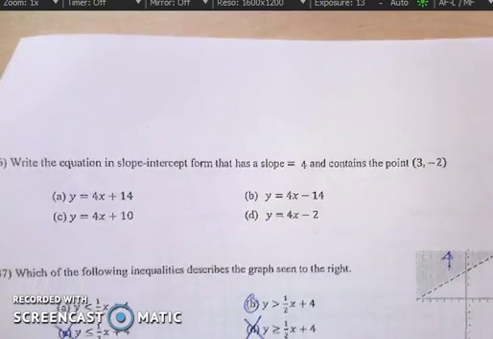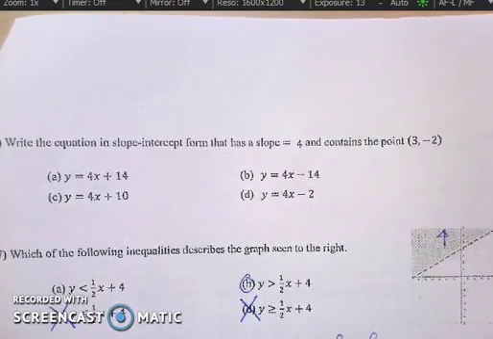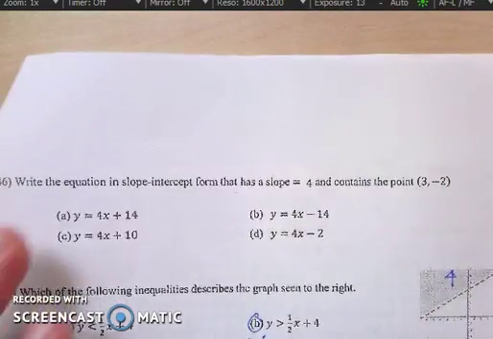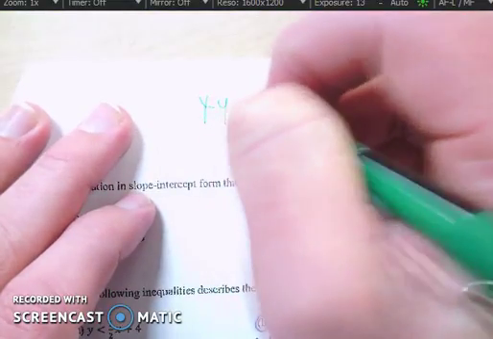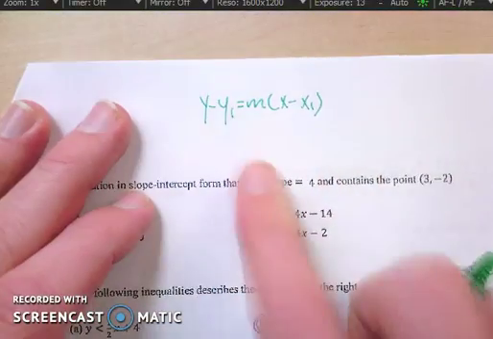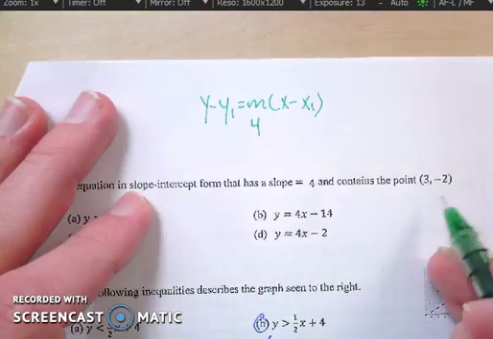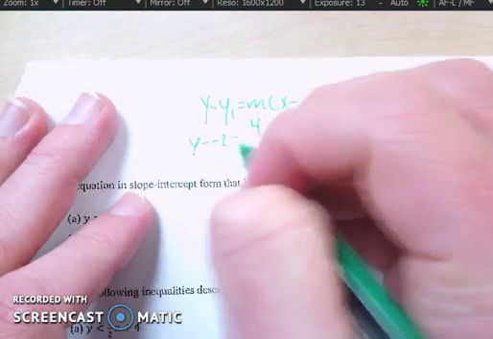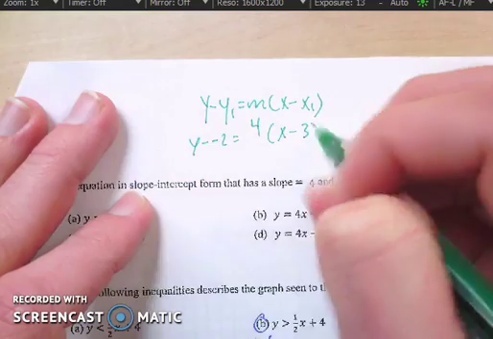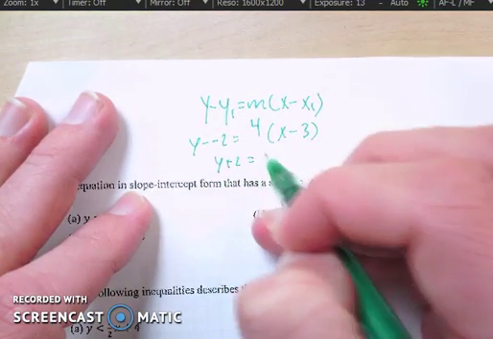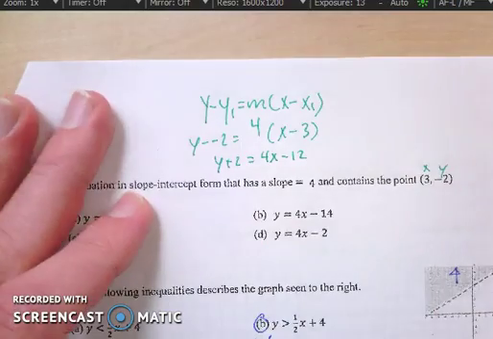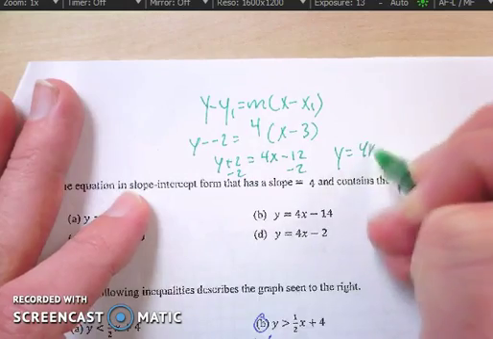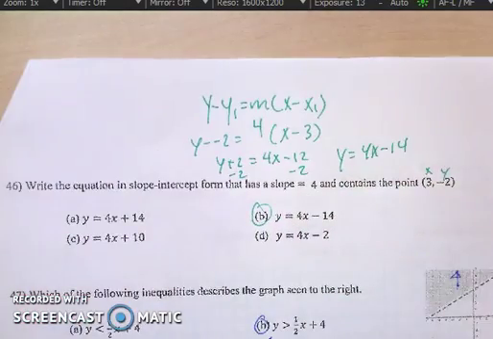Alright, 46. We write the equation in slope-intercept form that has a slope of 4 and contains the point 3, negative 2. We want to use point-slope form for this problem. So we're going to throw in the slope of 4. We get x and y of 3 and negative 2. So I'm going to go y minus a negative 2 equals 4 times x minus 3. This is going to become y plus 2 equals 4x minus 12 when I distribute. Subtract the 2, and I'm going to get y equals 4x minus 14, which is the answer of B.